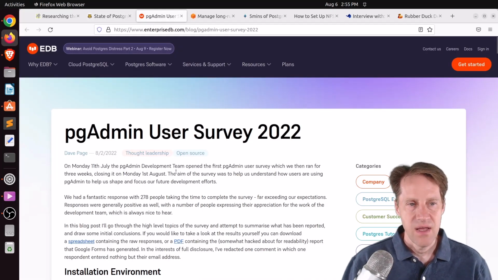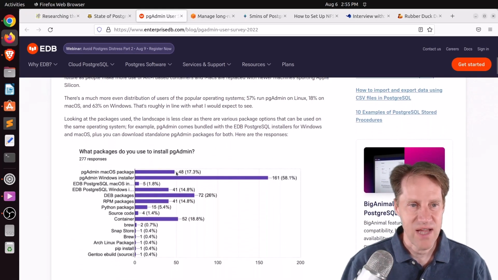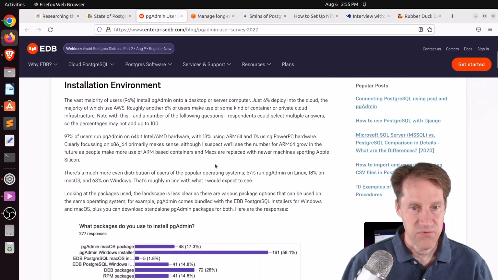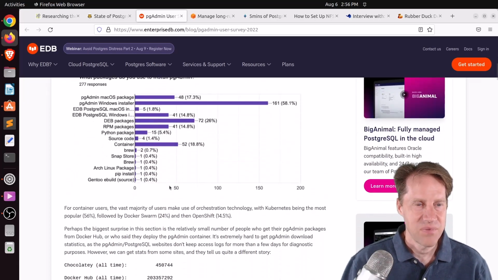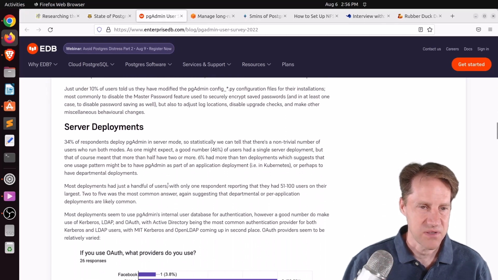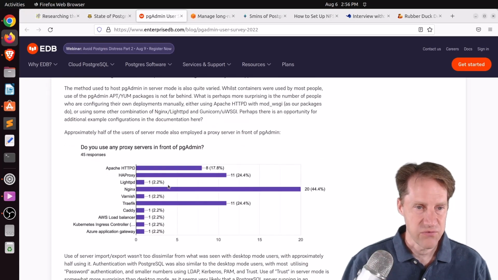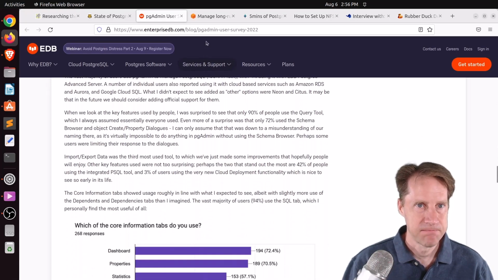The next piece of content, pgAdmin User Survey 2022. This is from enterprisedb.com, and they did their own survey for pgAdmin. They found some things like 57% of the user base runs on Linux, 18% on Mac OS, and 63% on Windows. So clearly, I guess their organizations are using Linux and Windows at the same time. But they do a breakdown of different packages, where they got the packages from, how many desktop deployments, and even how they're deploying on servers as well. So feel free to check out that if you're interested in it.